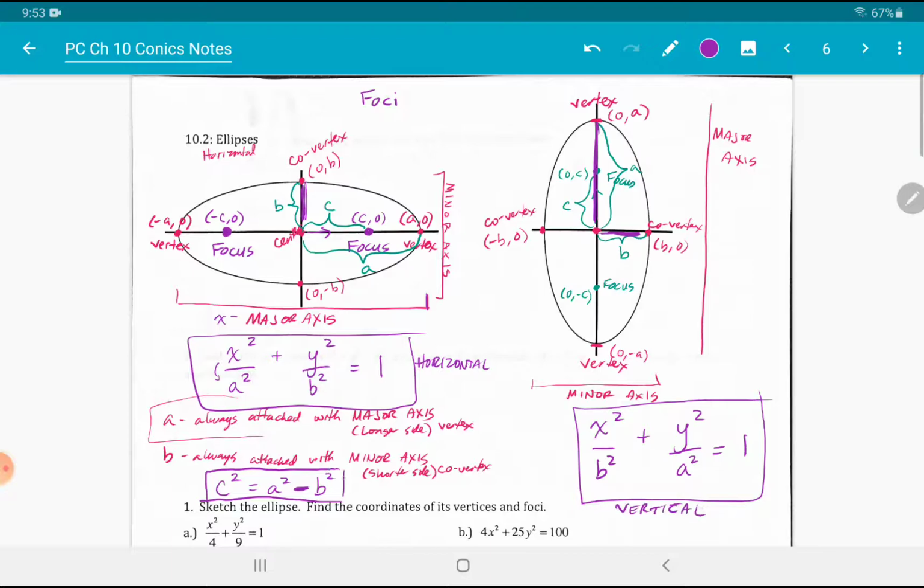Okay, and then the equation of the focus is always going to be the same form. No matter what type of ellipse you have, whether it's horizontal or vertical, you'll always use c squared equals a squared minus b squared. Okay, we'll stop there, and then in our next video, we'll take a look at some examples.